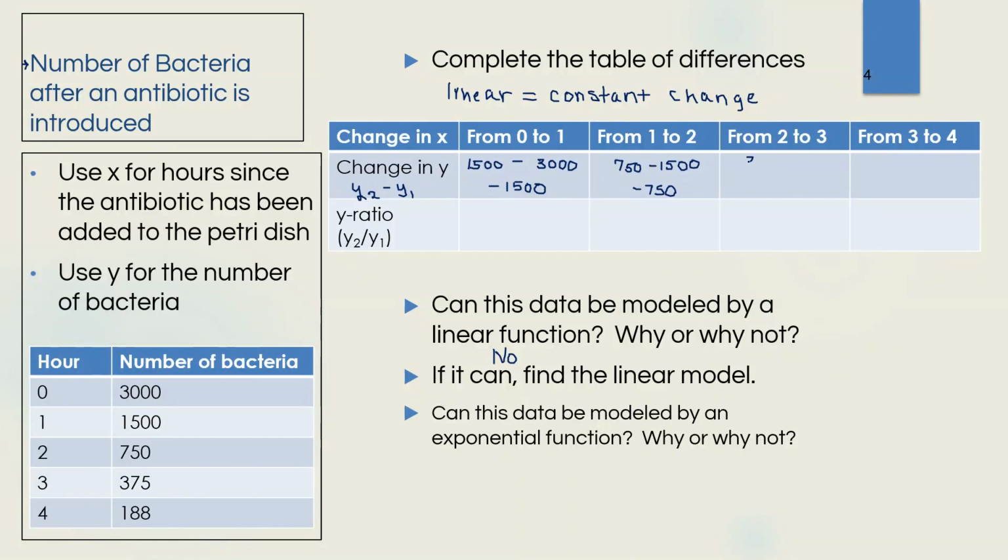So I'll subtract 375 minus 750, and that gives me a negative 375. And I'll take 188 minus 375, and that gives me a negative 187. So going down here, can it be modeled by a linear function? No, absolutely not. Why not? The change is not constant.